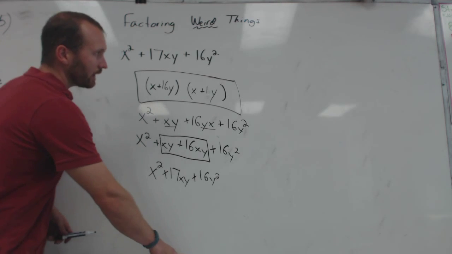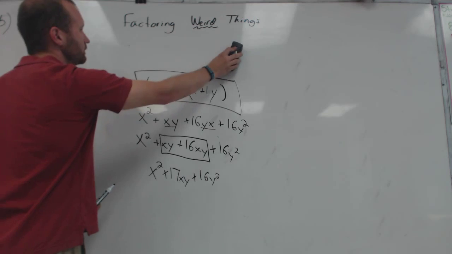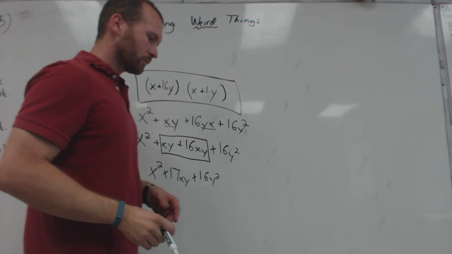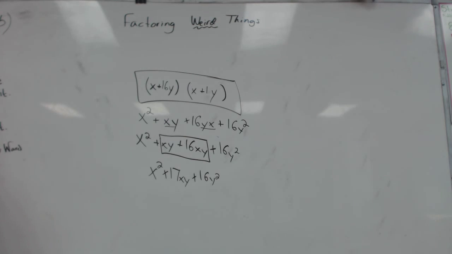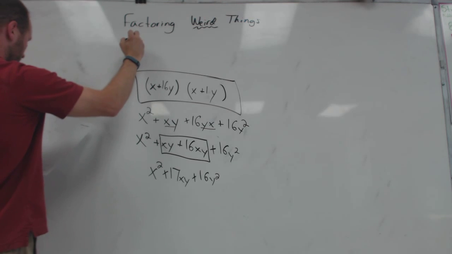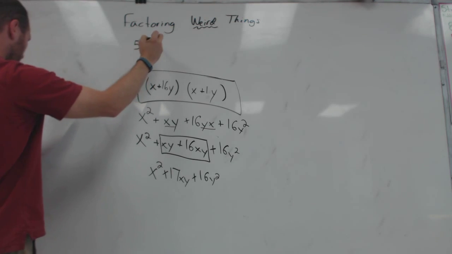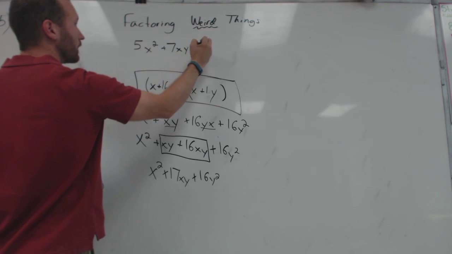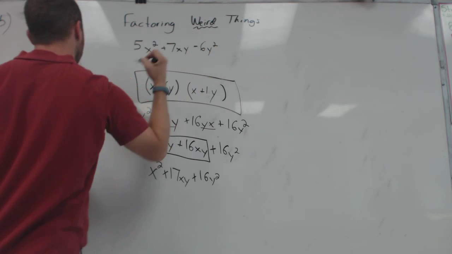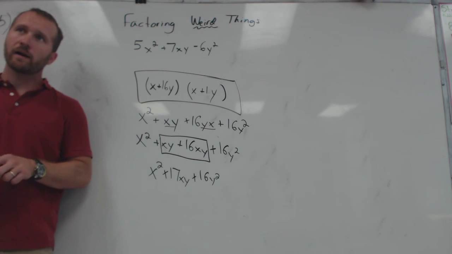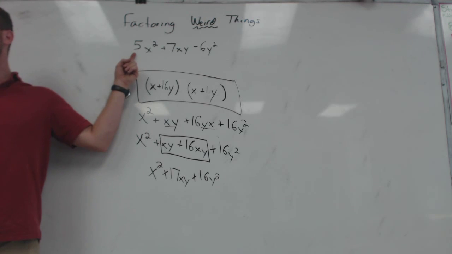Let's do another one like that. Let's say you had 5x squared plus 7xy. This is a little harder because now we have something in front of x, right?